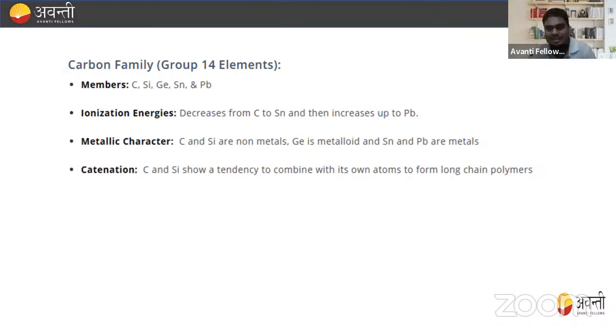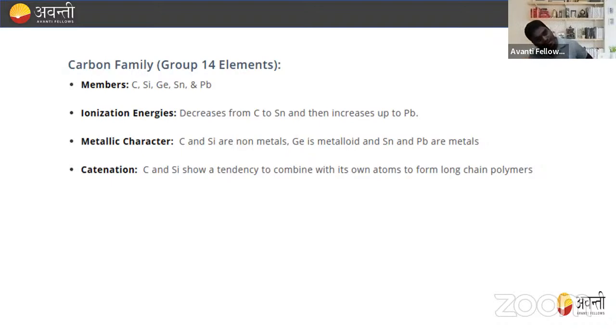Now, let's study the carbon family, that is the group 14 elements, right? Basically, the members of group 14 are carbon, silicon, germanium, tin, and lead, right? So these are the carbon family.